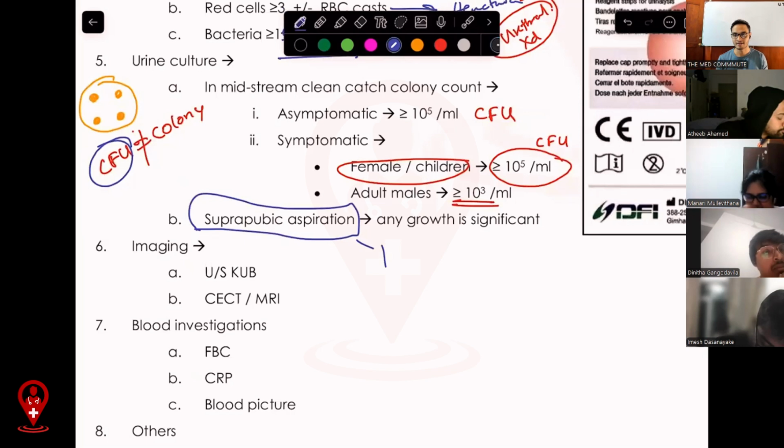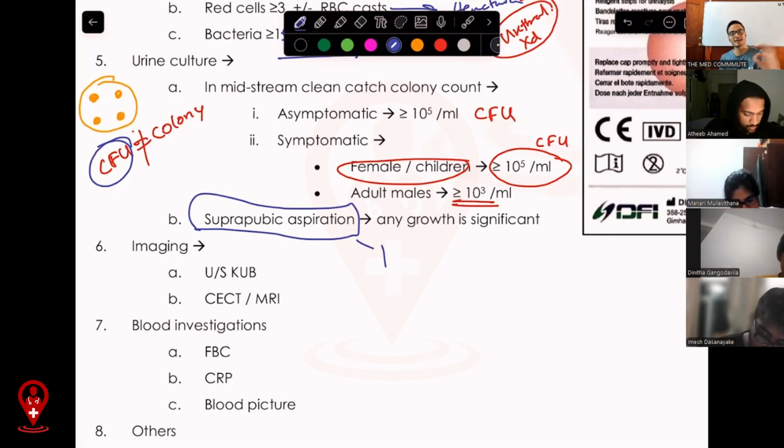Why? Tell me why. Because it is sterile. With suprapubic aspiration, we are directly taking the sample from the bladder. Therefore, any organism that is there is directly from the bladder itself. So it is 100% confirmation. Even if 1 is there, it is significant, in colony forming units.